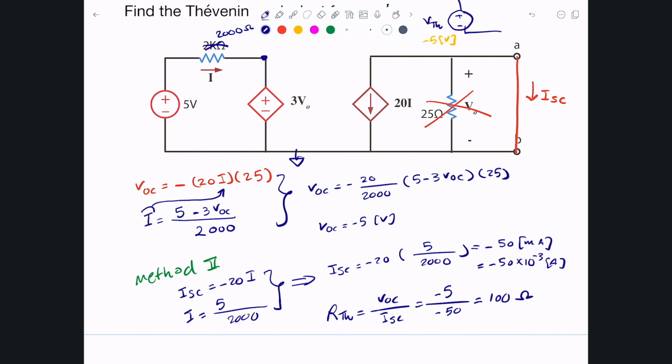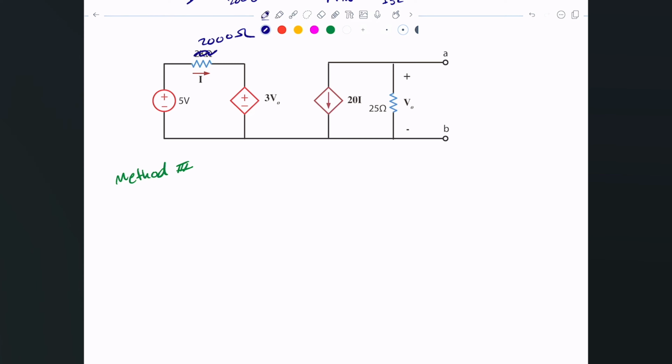Can I apply method 3 with connecting a voltage test source? Yes, I can. So let me just do that. And now let's use method 3 to find the R Thevenin. Method 3 tells me we're going to turn off or deactivate all the independent sources. That means I will have to remove the voltage source in here and replace it with a simple wire. And I don't have any other independent sources. Everything else is dependent, we keep it as is.